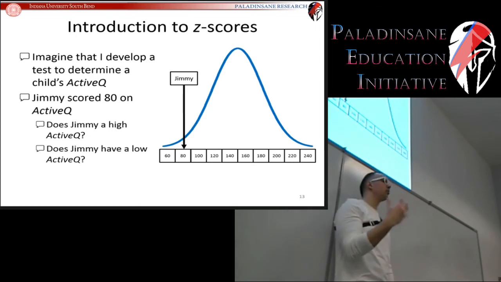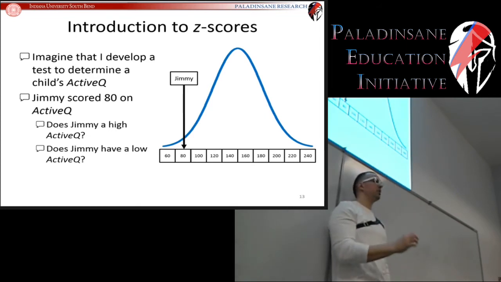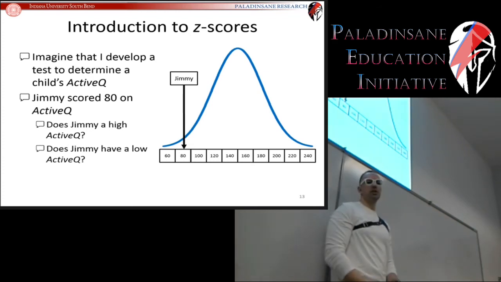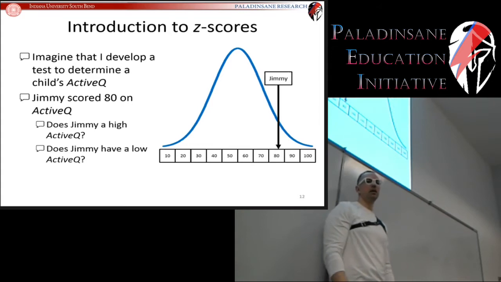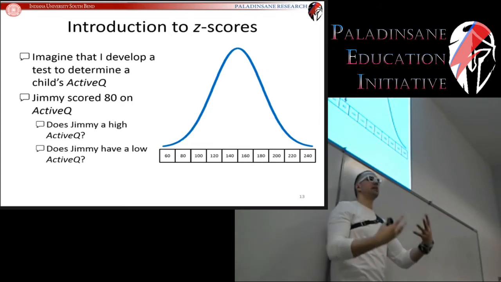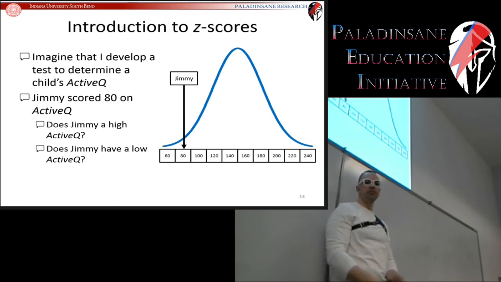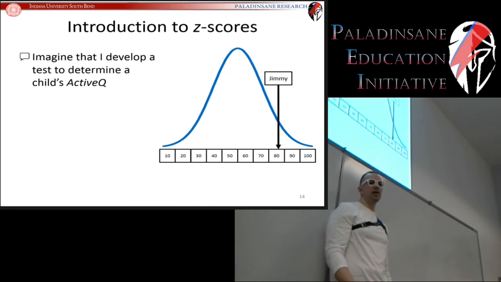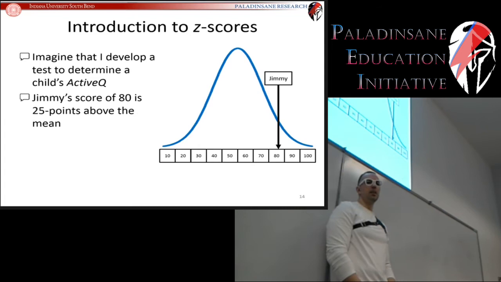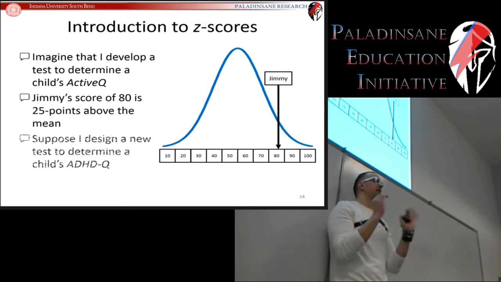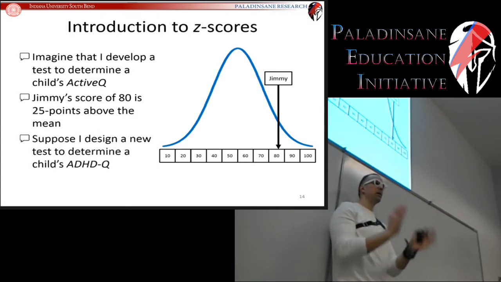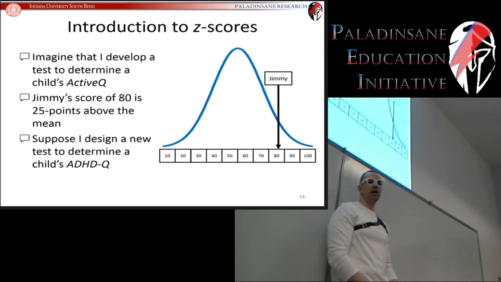So we need some way of taking the score and letting people know, where is that score compared to the general population? Is it a high score like this, or is it a low score like that? And we need a way that supplements that original raw score, because 80 on its own doesn't tell us anything. All right, so that's his active Q, and his score of 80 is 25 points above the mean. So we now know that Jimmy has a high active Q. He is much more active than your average child.